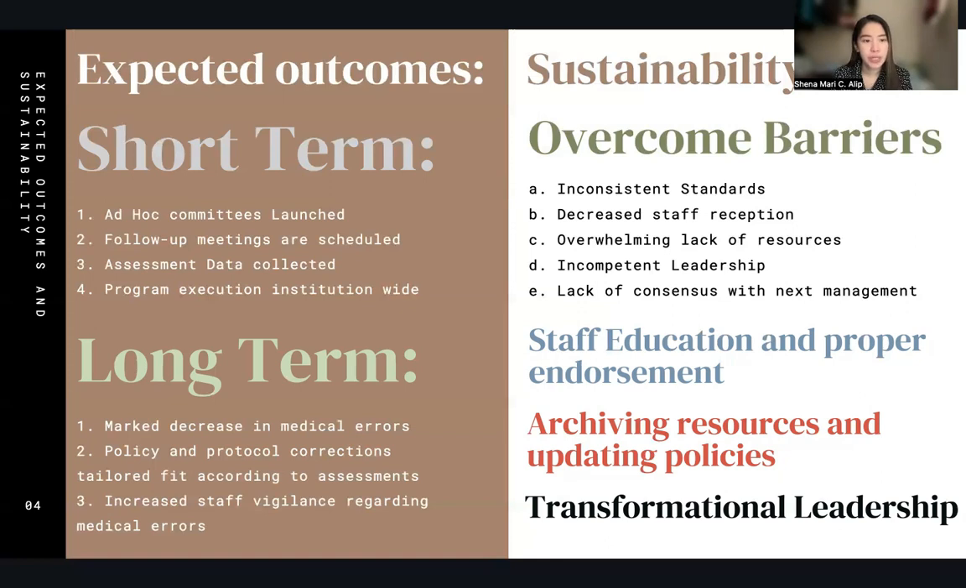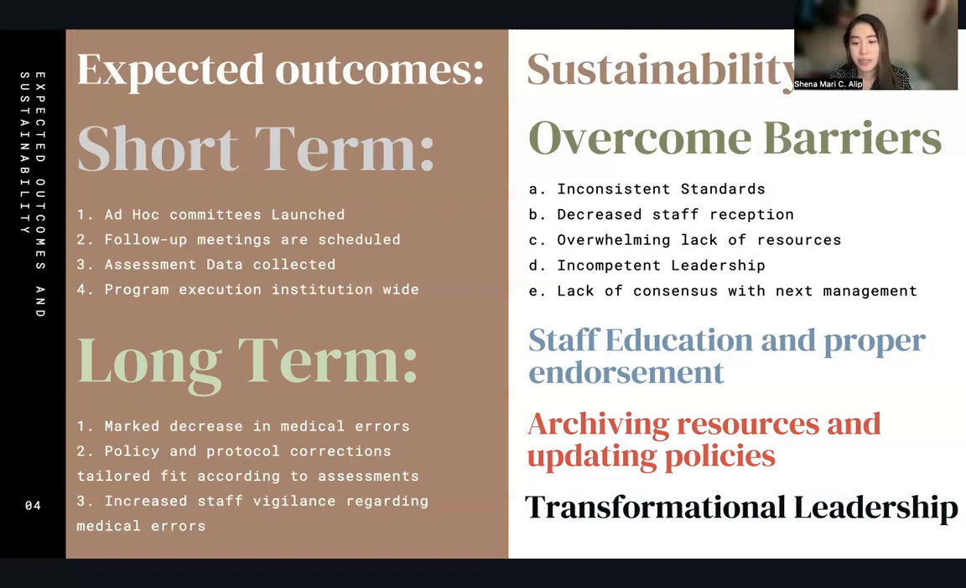The next one is the sustainability plan. We have 4 steps in this plan: overcome barriers, educate staff and endorse, achieve resources and update the policy, and maintain transformational leadership. In overcoming barriers, it is important that we are able to identify them first. Here are a few examples: inconsistent standards, decreased perception, overwhelming lack of resources, incompetent leaders, and lack of consensus with the next management. All of which can be solved through proper communication and strong leadership guidance.